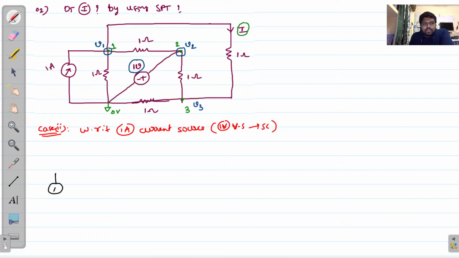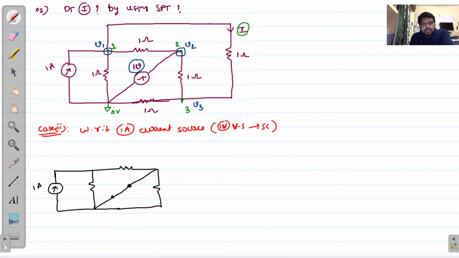So this is the 1 ampere current source, and this is 1 ohm, and this is also 1 ohm, and this will act as a short circuit. Again this one having, here also we have a 1 ohm resistor, right? So 1 ohm, 1 ohm, 1 ohm, 1 ohm, 1 ohm. But here we need to evaluate I2, the amount of current through this particular 1 ohm resistance.